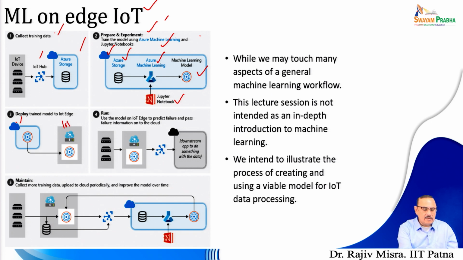So, this is an IoT edge and this can deploy the trained model. Once the model is deployed, you can see that this particular model is running on an IoT edge. The third step is to run the model, that is to use the model on the IoT edge to predict the failure and pass the failure information to the cloud. Then the fifth step is to maintain, that is to collect more training data, upload it to the cloud periodically and improve the model over time.